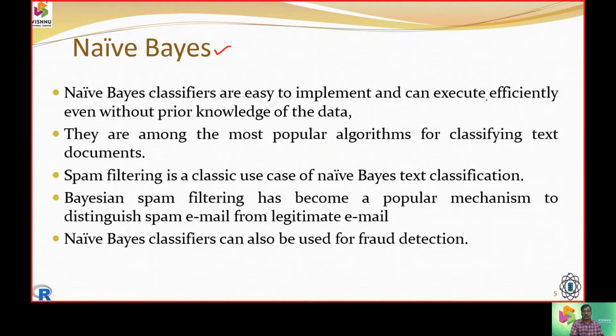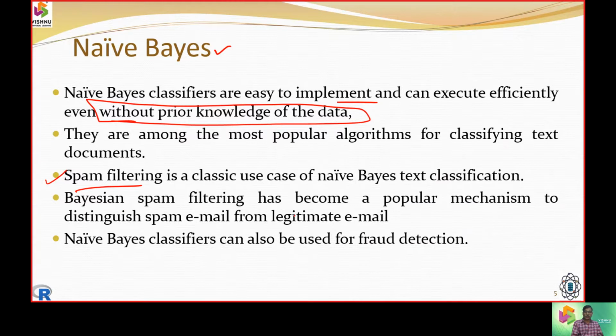They can be implemented very simply, and the most important thing is why people are using Naive Bayes, or why Naive Bayes was more successful and efficient. The reason is that without any prior knowledge of the data, Naive Bayes is going to work. So that is the thing. And there are some examples where Naive Bayes is going to work, such as spam filtering.